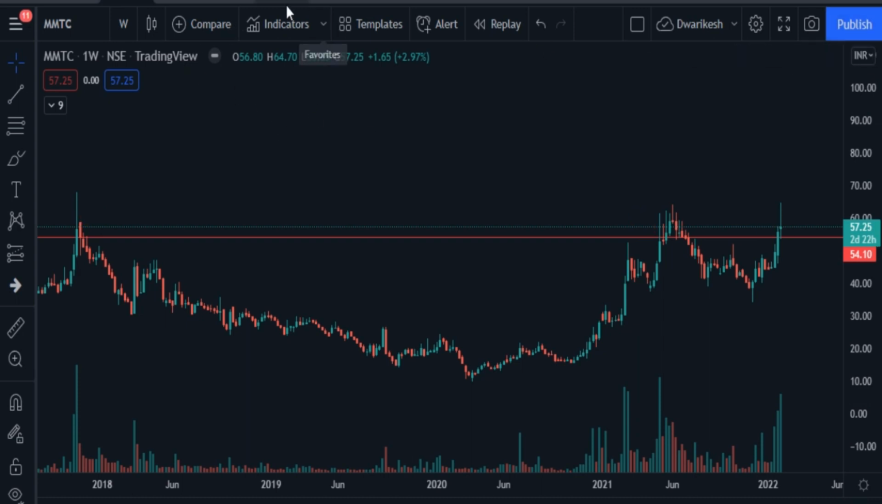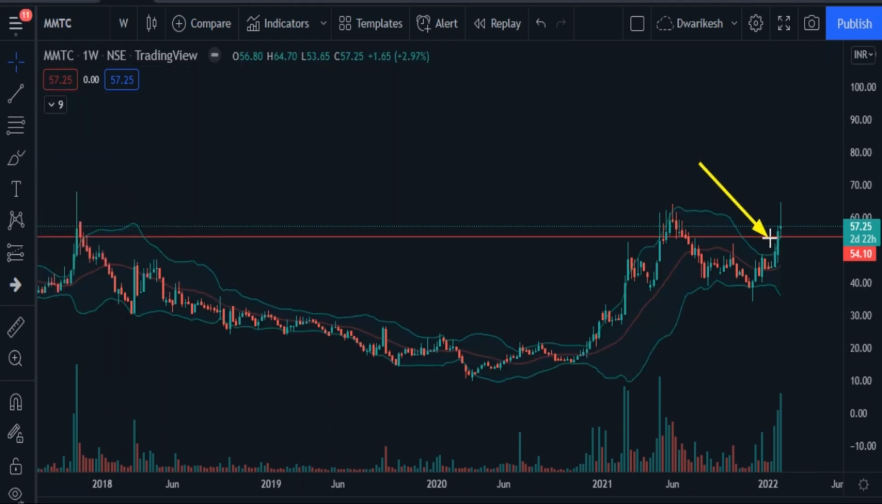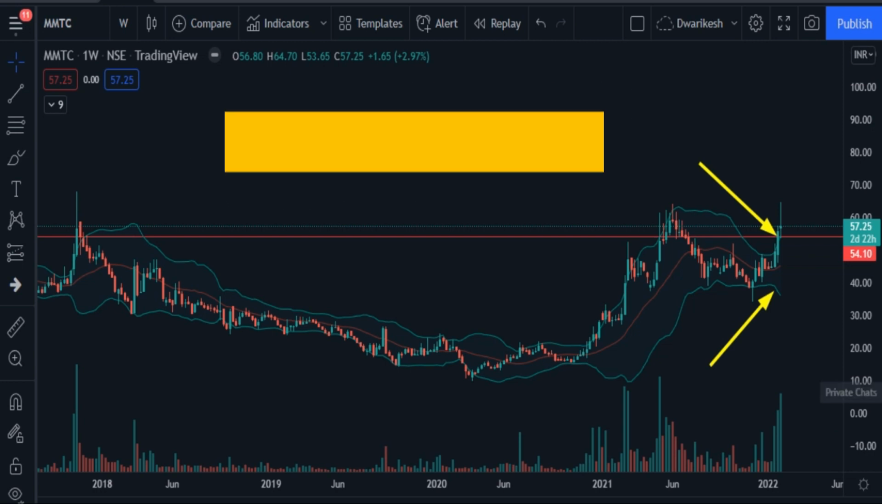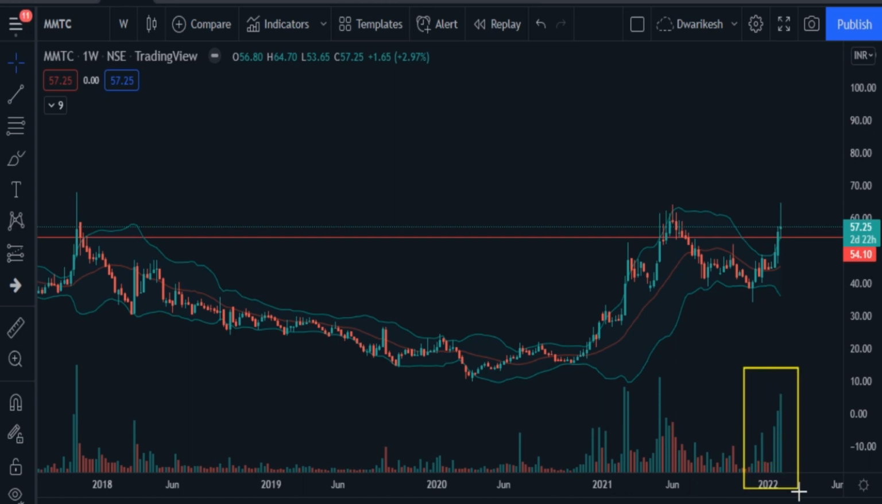Now, if we apply the Bollinger Band indicator on this weekly time frame, it can be clearly seen that the band has expanded, which means that currently the stock has a good momentum and can break the resistance level of 60. You can also see the rising volumes almost every week.